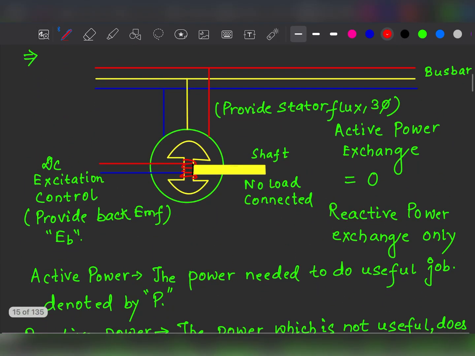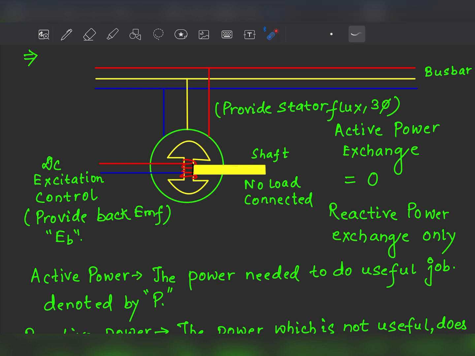In the synchronous motor, what we are doing now, we give three-phase supply to the stator, this is a motor. But at the rotor we are giving DC supply. Here we are not giving any supply in the induction motor, because what will happen? Due to this three-phase supply, there is a relative motion between the stator and rotor. So due to this relative motion, the induction motor starts rotating, and that is called slip.